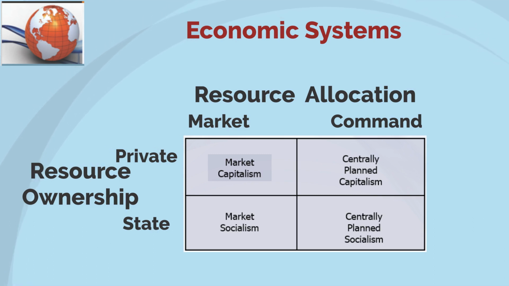In market capitalism, the resources are allocated by considering the market demand and they are owned privately by individuals. The opposite of market capitalism is centrally planned socialism. In centrally planned socialism, the resources are allocated by the government or the political party in power, while the resources are owned by the state. In centrally planned capitalism, the resources are allocated by the government, while resources are owned privately. In market socialism, the resources are allocated by considering the market demand, while resources are owned by the state.